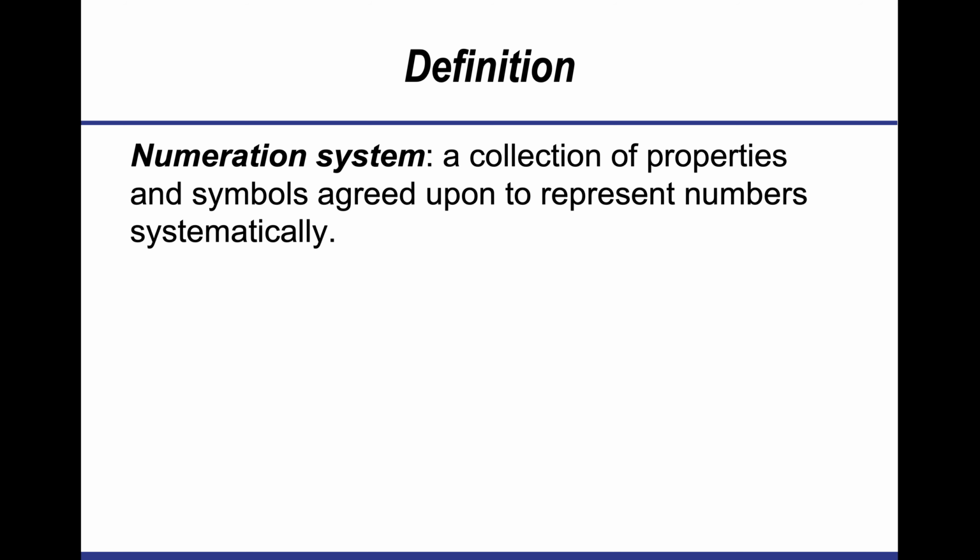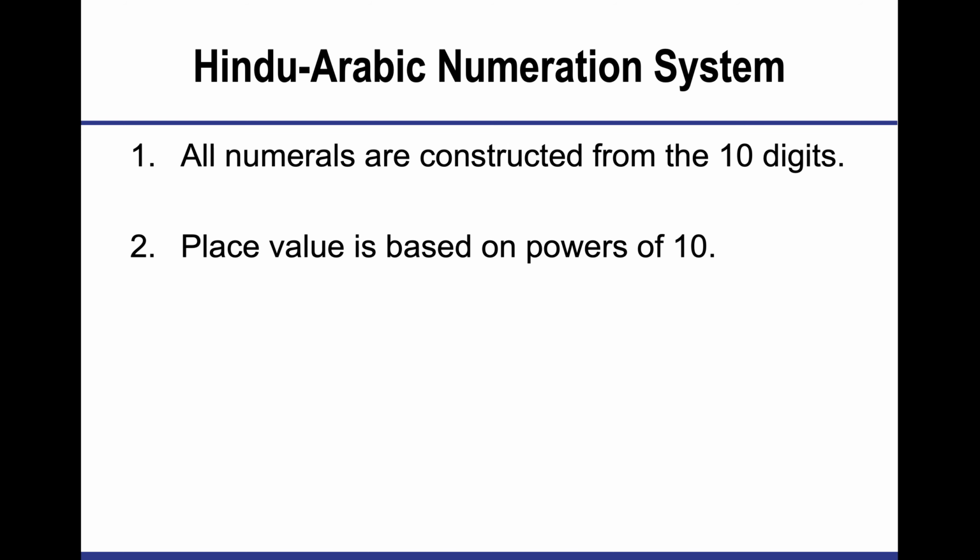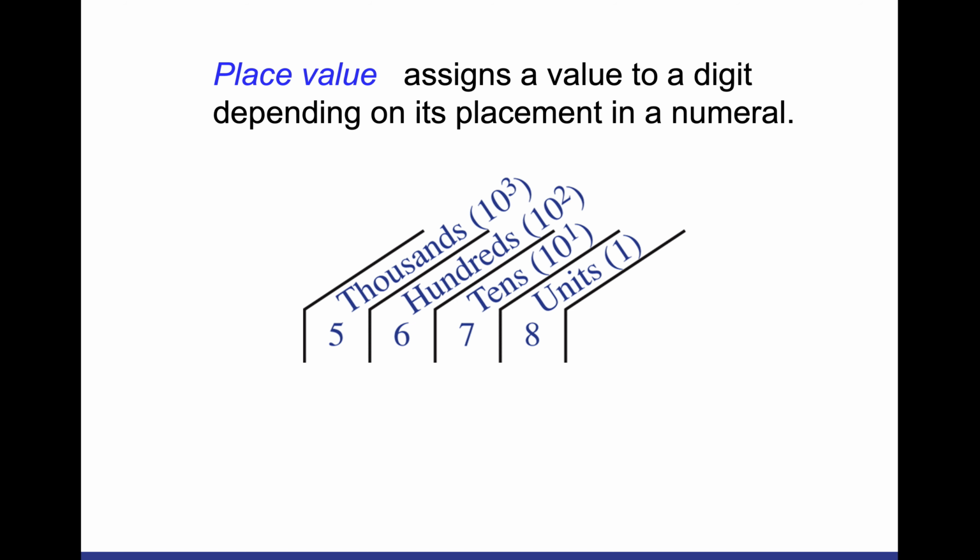So when we define a numeration system, we're talking about a collection of properties as well as symbols that represent the numbers systematically, just like we saw on the last slide. In the Hindu Arabic numeration system, what we use, all the numbers are constructed from the 10-digit system 0 to 9. Place value is also based on powers of 10. So when we start breaking this down into place values, we'll be looking at the different powers of 10 as compared to some of the older methods, and I'll talk a little bit about that when we get there.